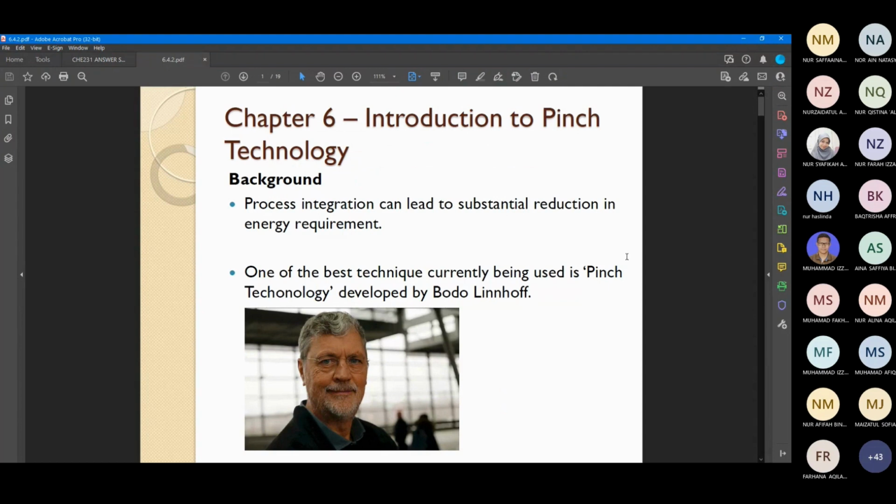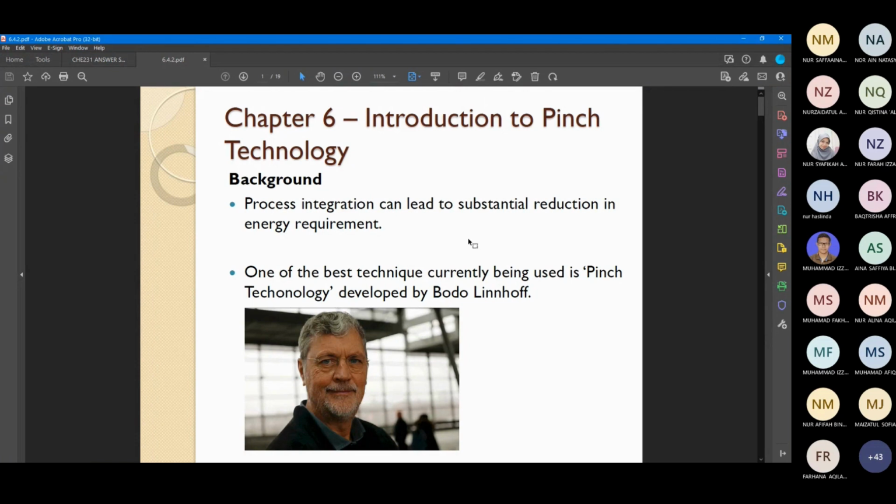All right. So this is what we have discussed. Okay, we are talking about process integration. The objective of doing process integration is to make sure that you have a reduction in the energy requirement. So that is the most important objective of doing pinch technology, because this is not required.